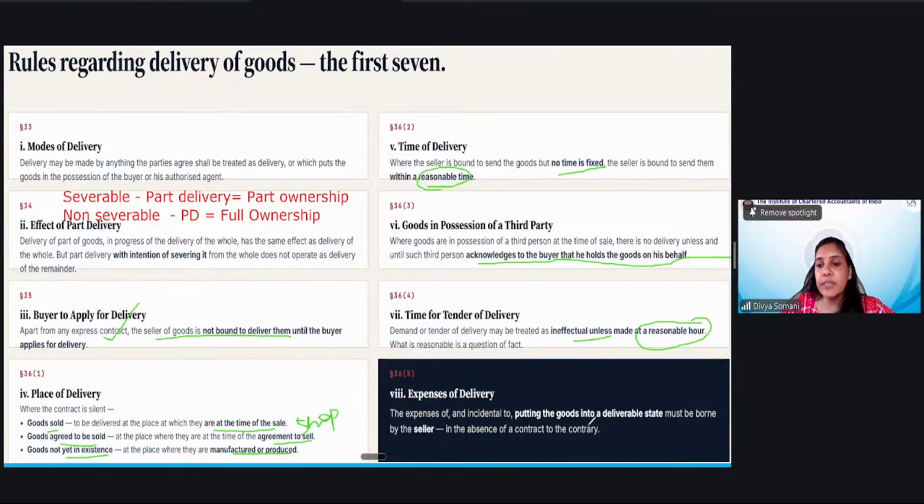Regarding the expense of delivery, it is the duty of seller to bear the expenses in the absence of any contract to the contrary. So until and unless it is otherwise discussed, all the expenses till delivery will have to be borne by the seller. Sometimes seller specifically asks for packaging charges, or if you want some additional things to be done, then he wants separate charges for that. So in that case, buyer will bear those expenses. Otherwise, it is the seller who has to bear these expenses.